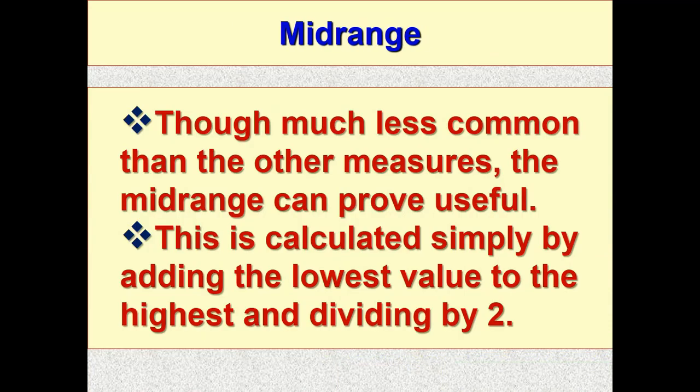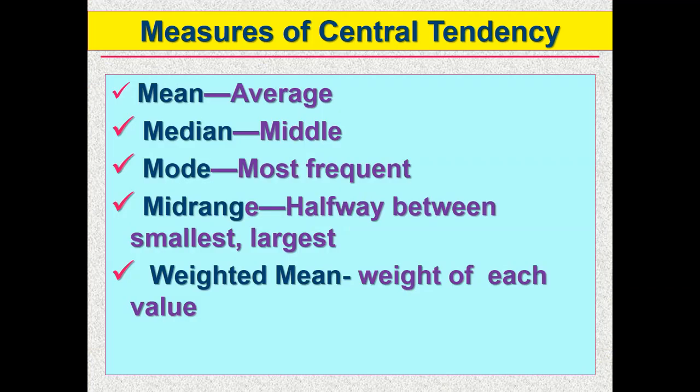There is something called the mid range. Though much less common than the other measures, the mid range can provide useful information. It is calculated simply by adding the lowest value to the highest value and dividing by 2. Now the measures of central tendency are the mean, median, mode, mid range, and weighted mean, each with its definition.